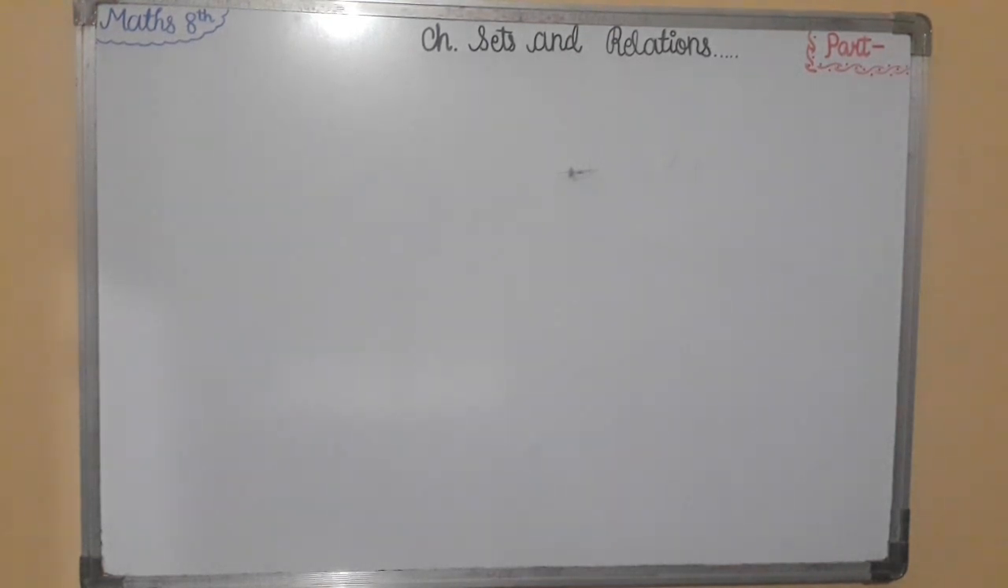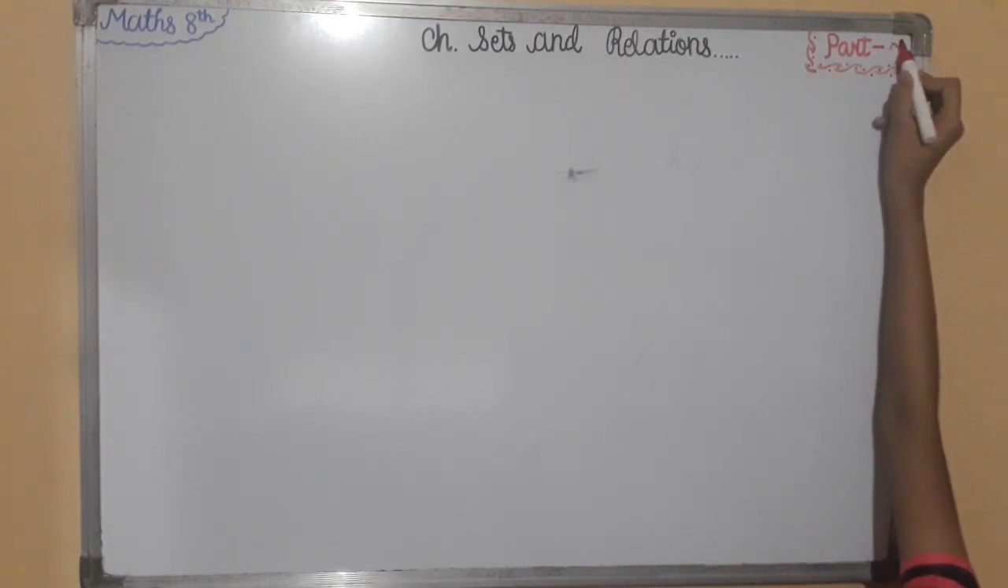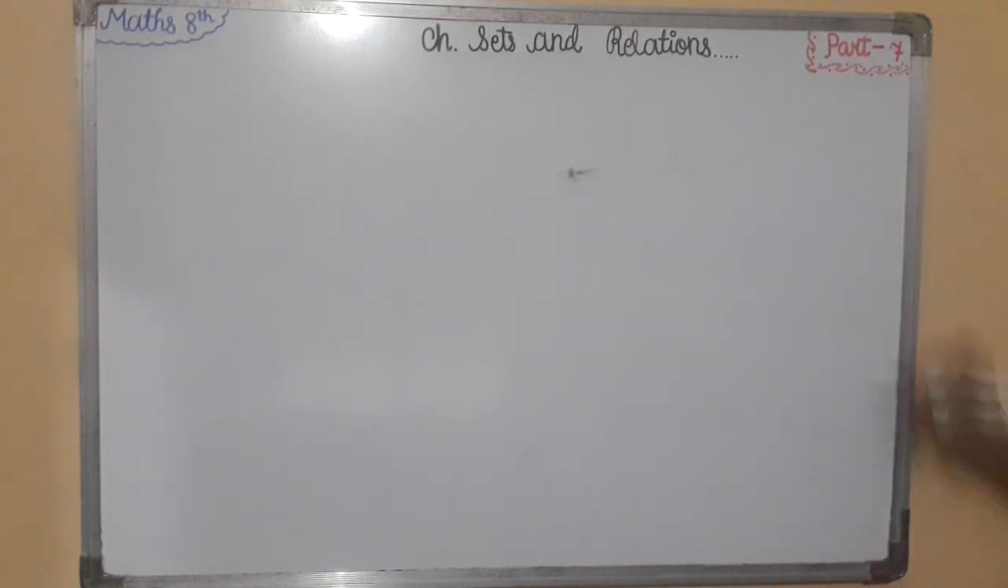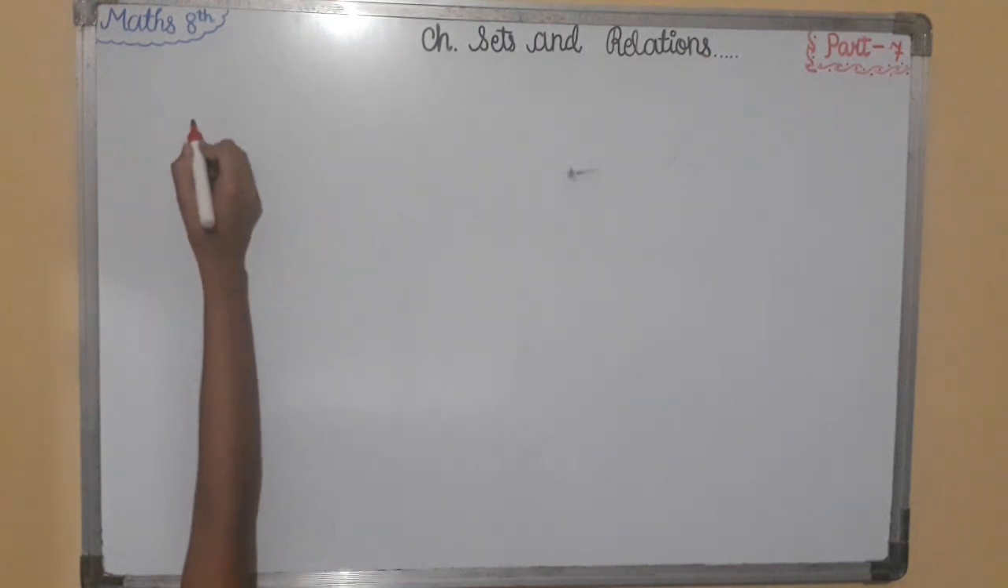Today we will learn class 8 Maths chapter Sets and Relations part 7. In this part we will learn about relations further. A relation can be defined as a subset of the Cartesian product of two sets.